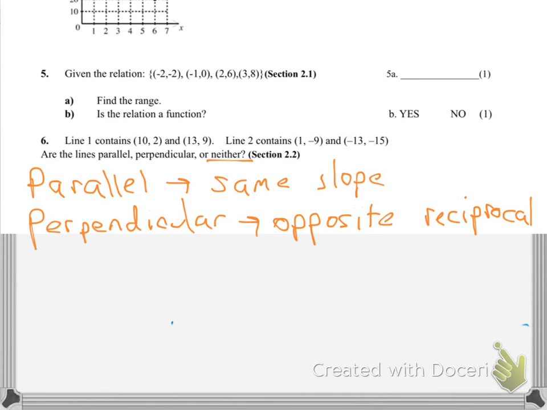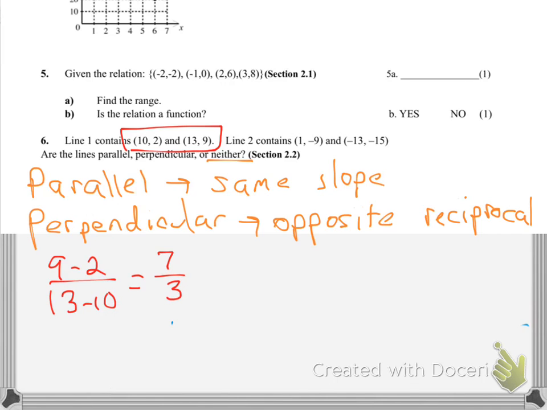So let's find the slope of the first line. (10, 2) and (13, 9). Just like in the last review, you do y2 minus y1 over x2 minus x1. 9 minus 2 is 7. 13 minus 10 is 3.